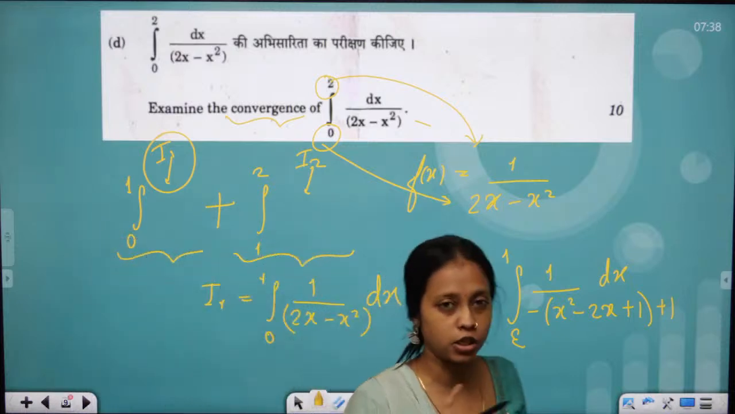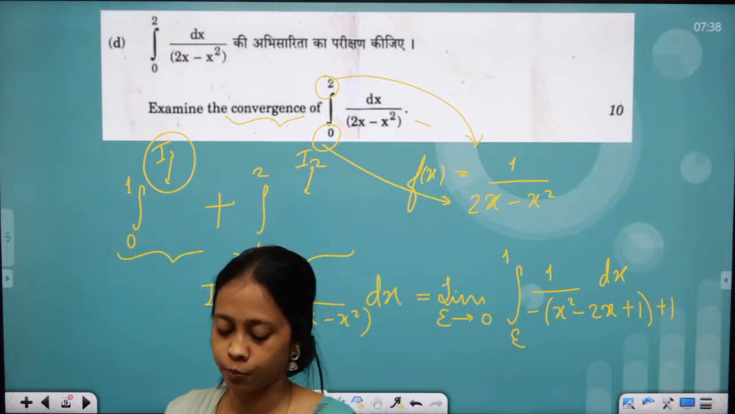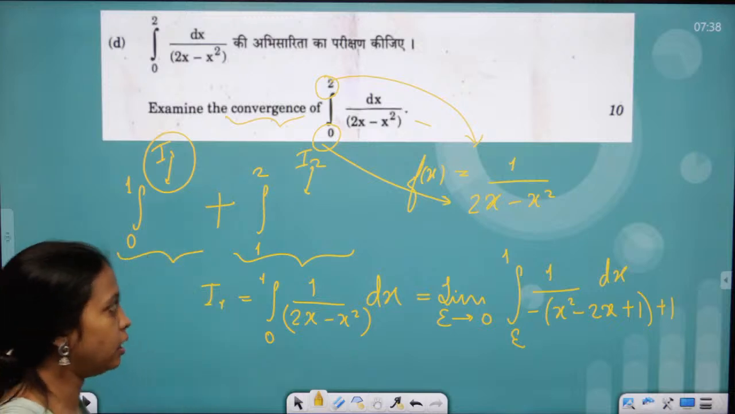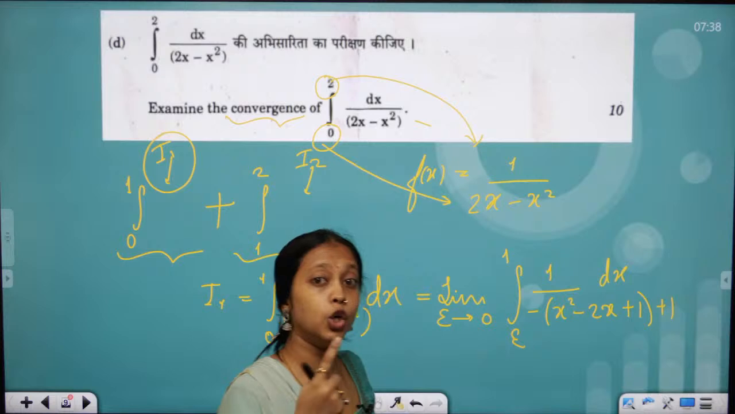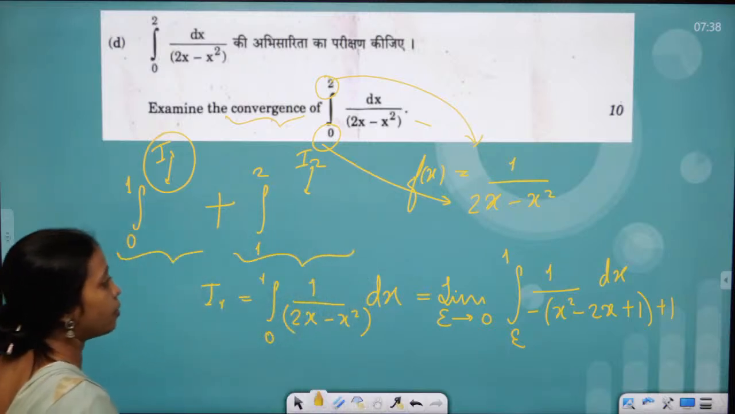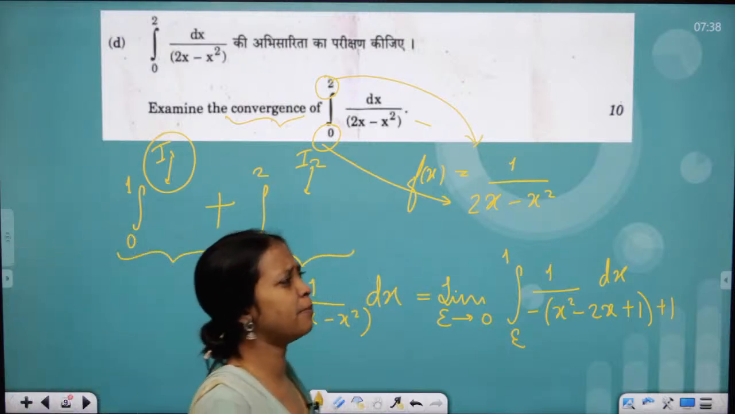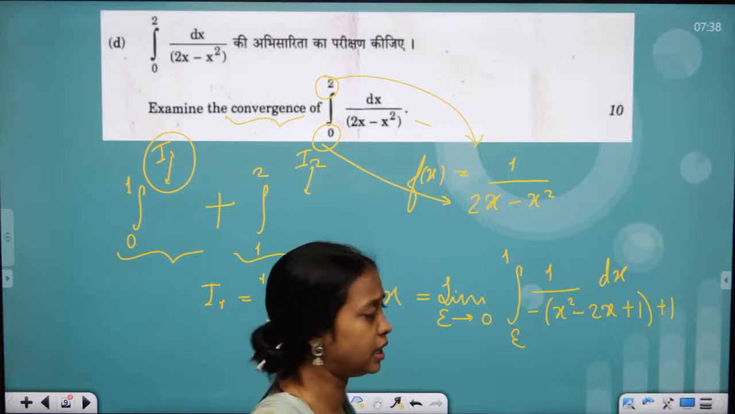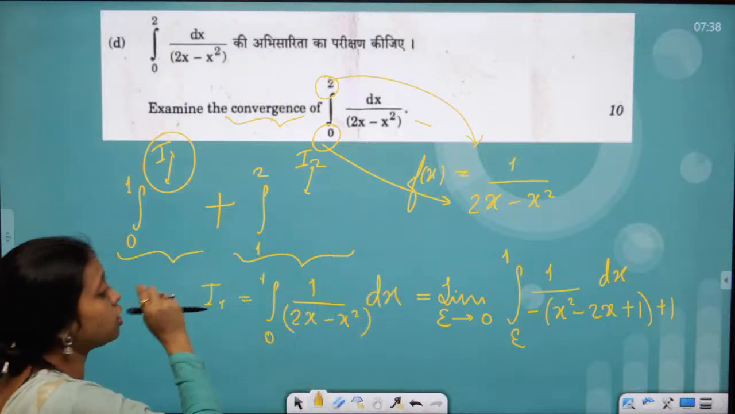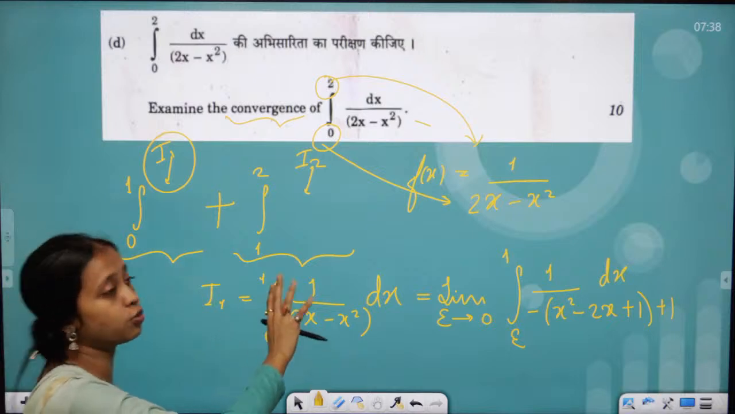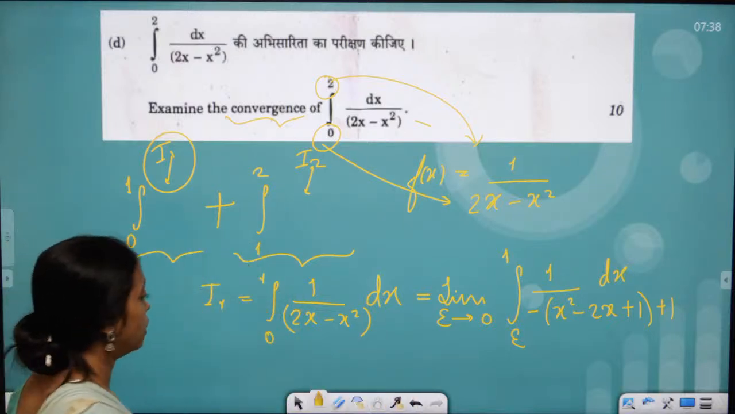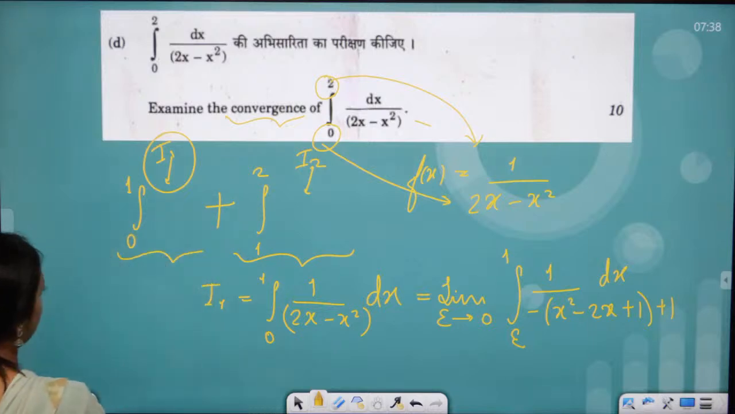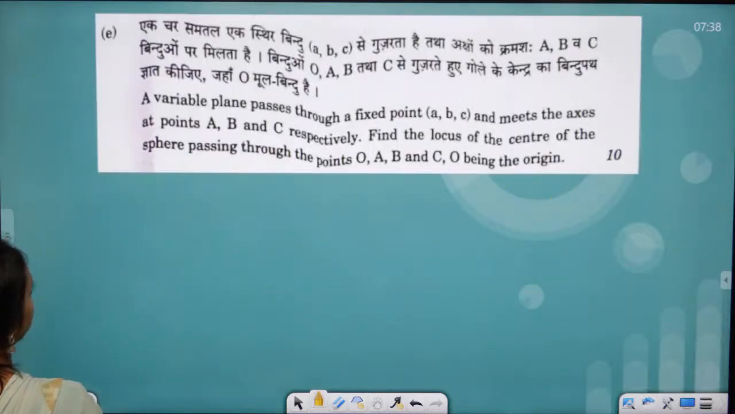Even for the convergence and divergence of the integral, you have to work on the rules. Remember all the rules, limit comparison test, all the tests basically, but over here not a single test was even required. It was a simple question. Okay, so this was the question number 1.